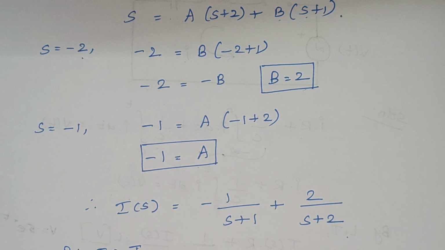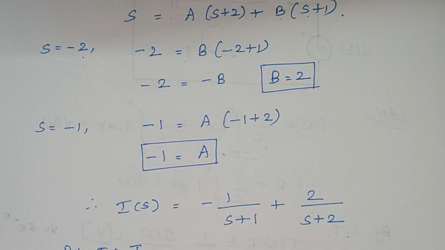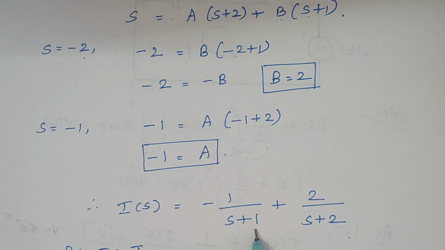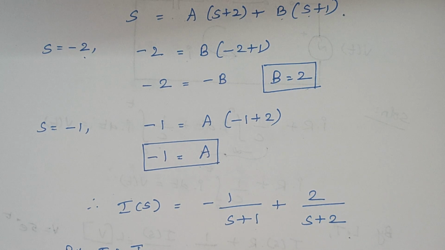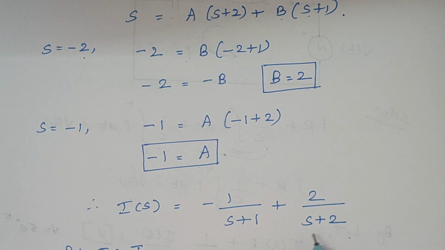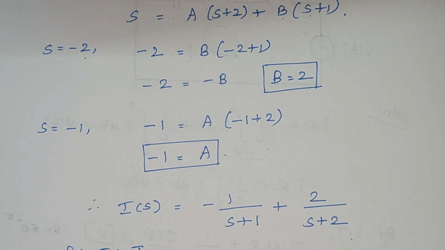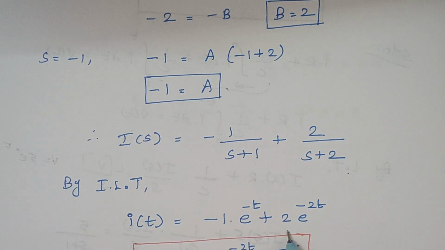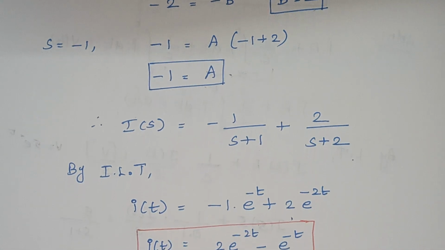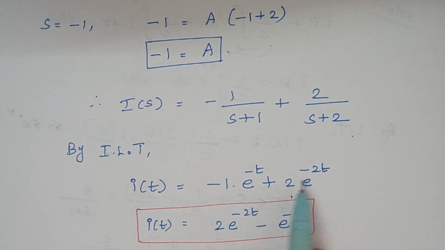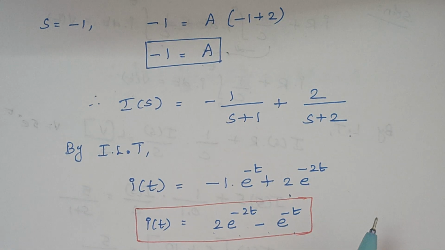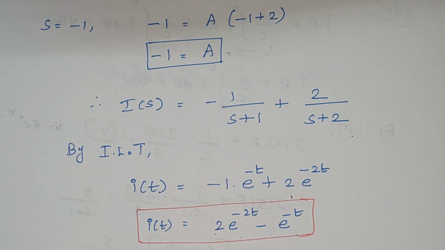The next thing is we have to take inverse Laplace transformation. When you take inverse Laplace transform, 1 divided by s plus 1 becomes e to the power minus t. And here 1 divided by s plus 2 becomes e to the power minus 2t. And these constants, minus 1 and 2, will remain here. So the final expression for i of t, you just have to rearrange: 2 e to the power minus 2t minus e to the power minus t. So here comes the end of this problem.